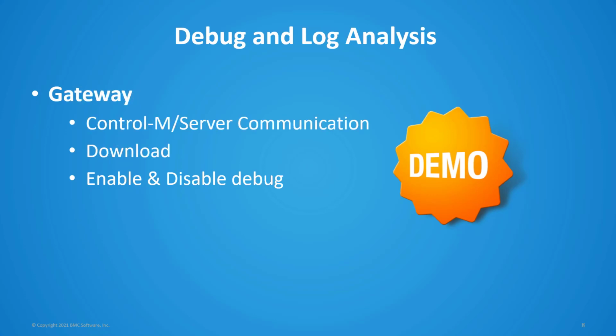For the next demo, we will be looking at the gateway. The gateway handles communication between the EM servers to the control M servers. We'll be looking to see how the gateway prints that it is connected to its control M server and when it is performing a download. For this, we will also show how debug is enabled and disabled.